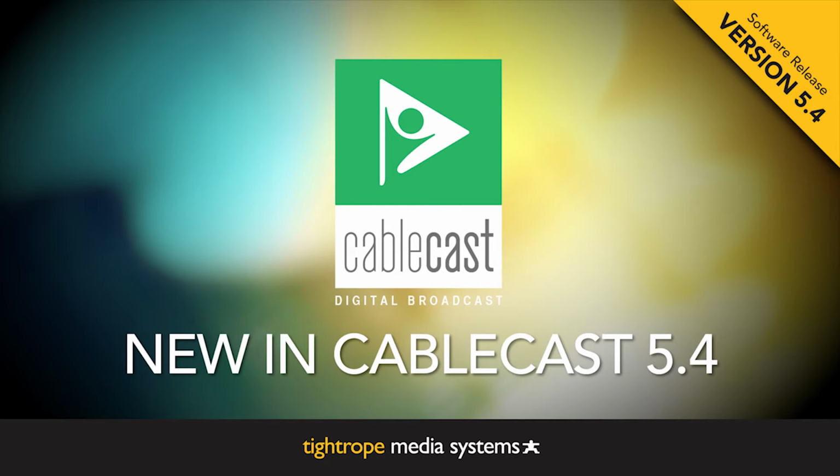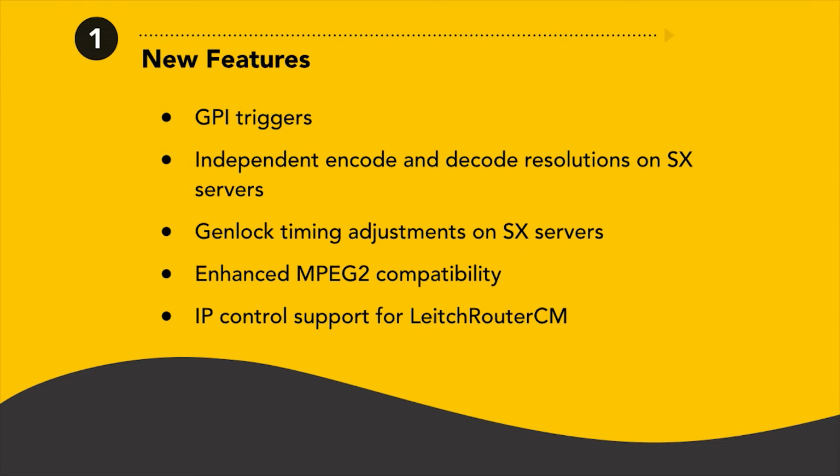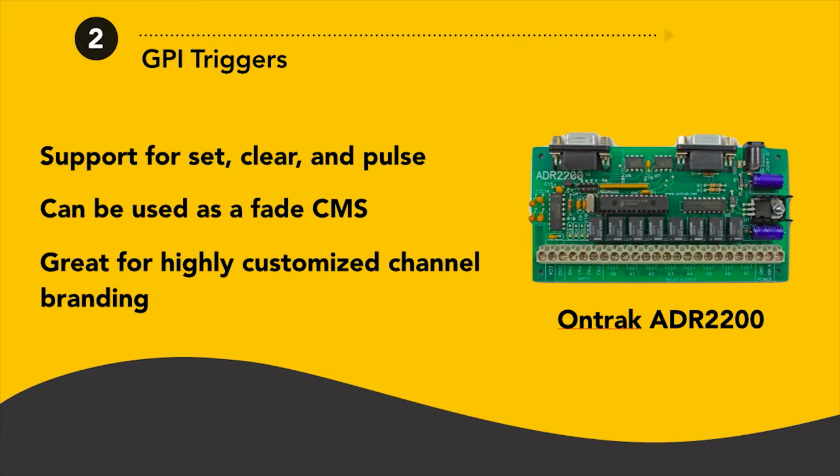I'm one of the developers on Cablecast, and in this video, we're going to go over what's new in Cablecast 5.4. In Cablecast 5.4, we added support for GPI triggers, independent encode and decode resolutions on your SX servers, Genlock timing on your SX servers, enhanced MPEG-2 compatibility, and IP control for Leitch routers. So let's dive right in and take a look at the GPI features.